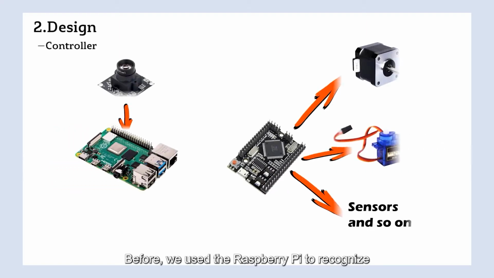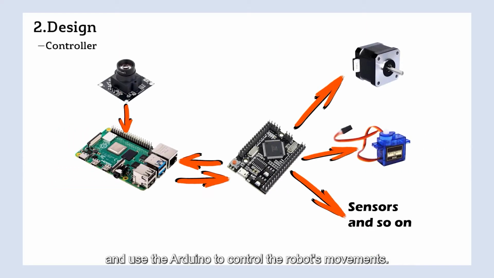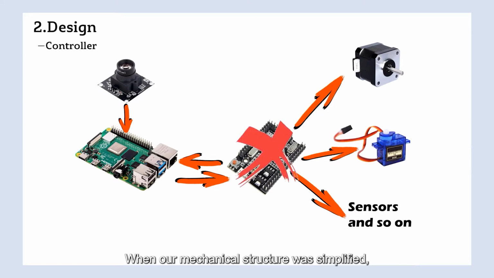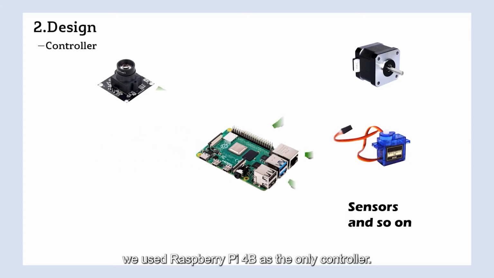Before, we used the Raspberry Pi to recognize and used Arduino to control the robot's movements. When our mechanical structure was simplified, we used Raspberry Pi 4B as the only controller.